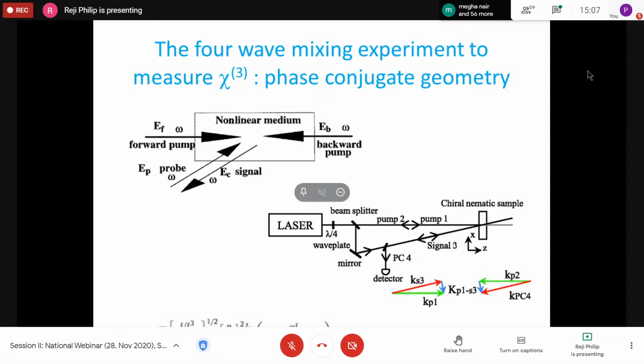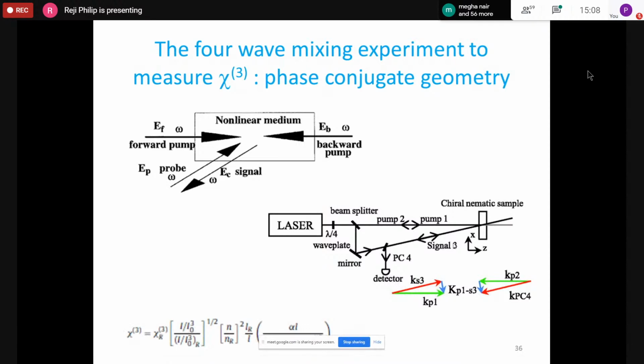Now there is another experiment called four-wave mixing. Historically, four-wave mixing came before C-scan. In four-wave mixing, you can get chi3 in one single experiment. But the thing is, you need three laser beams there.